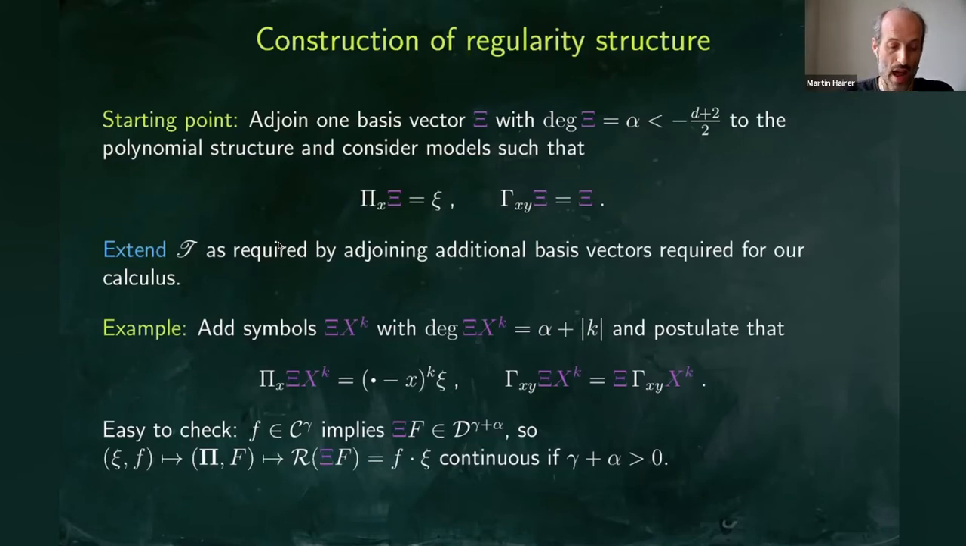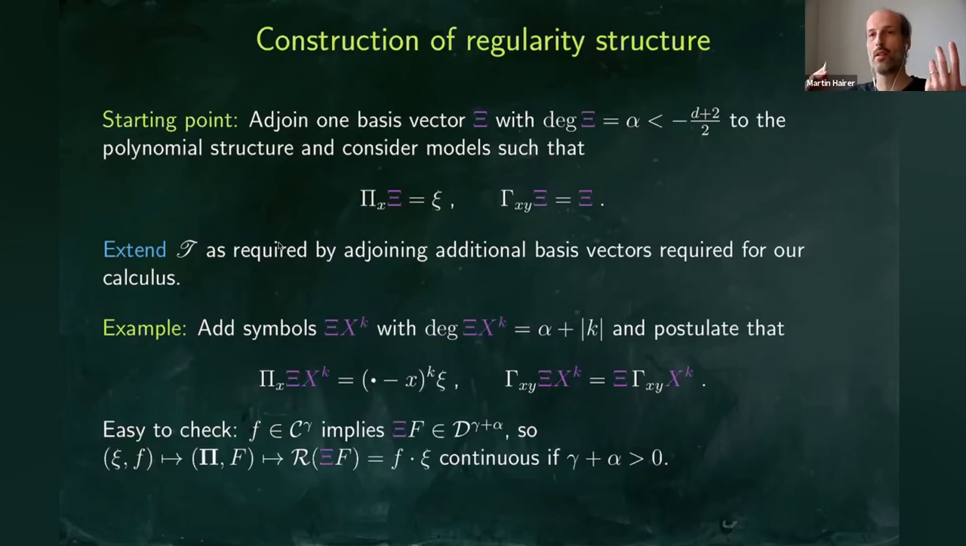Okay, and so you add these new symbols, you postulate that they have the natural degree that you would think, in the sense that the degree of a product should be the sum of the degrees. And then there's a natural way of extending the model, right? Because this guy represents a monomial, this guy represents the noise. I can multiply any distribution with a polynomial, right? Multiplying distributions with a smooth function is not a problem. And so there's a natural way here of extending my model to these symbols.